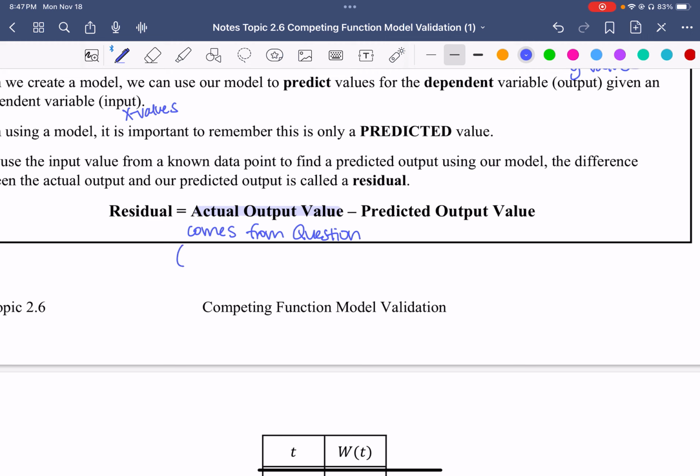So it could be given to you on the table, if you're given a table, or if you're given a graph, or if you're given a word problem, it might be just typed out, okay? The predicted output value is from your calculator regression model.